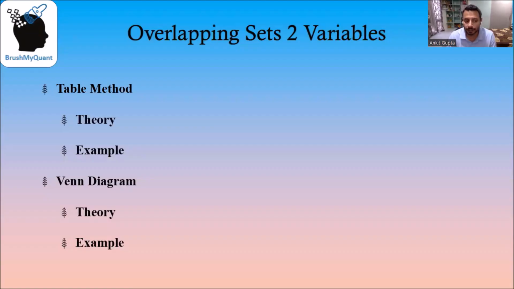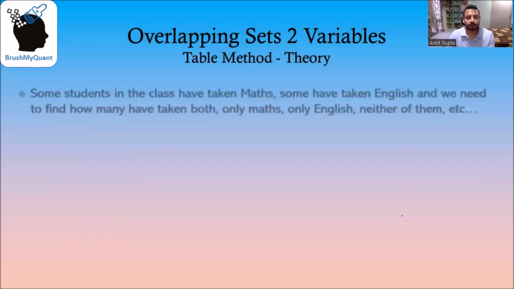So let's get started with today's topic of theory on overlapping sets involving two variables. Today we will be looking at how to solve overlapping sets problems involving two variables using a table method and also a Venn diagram method. And we'll also look at some theory and examples for the same. So let's start with the table method.